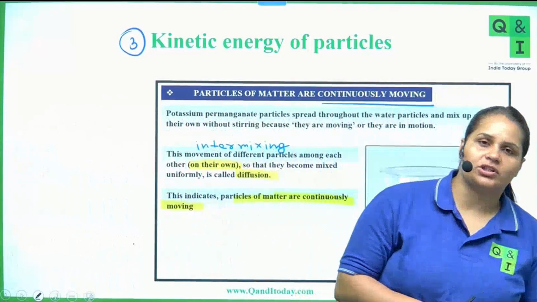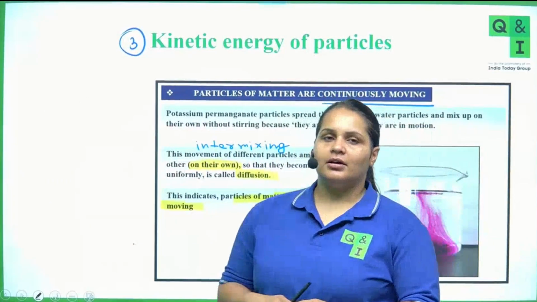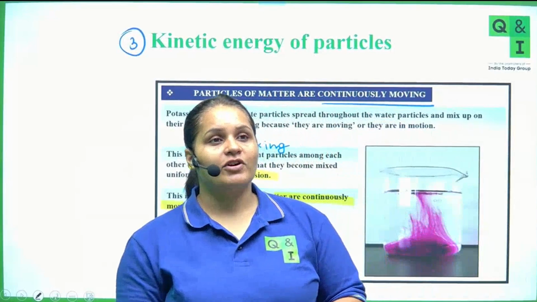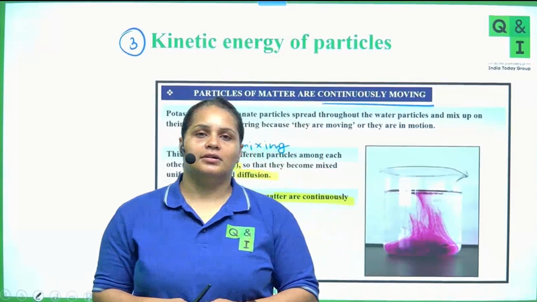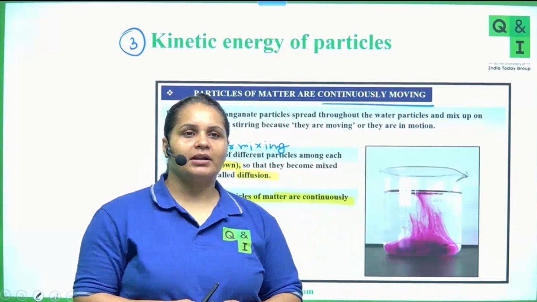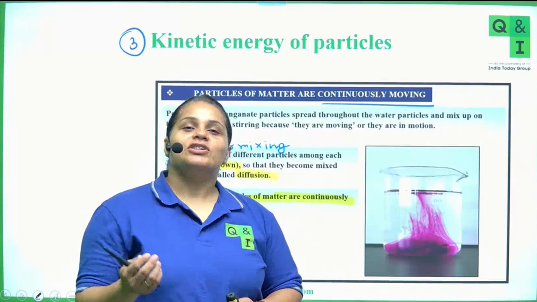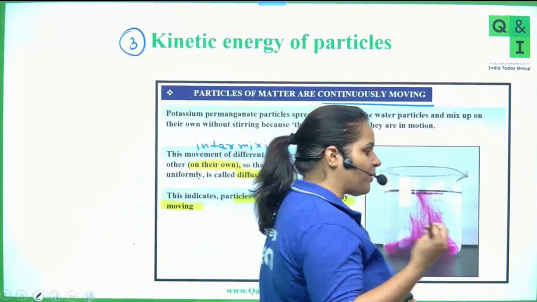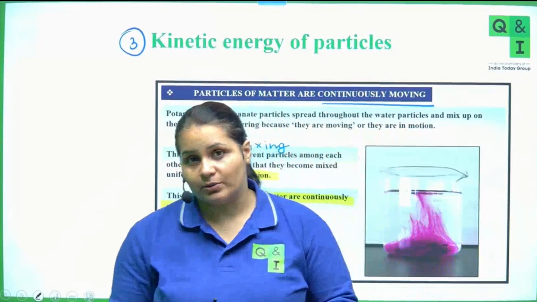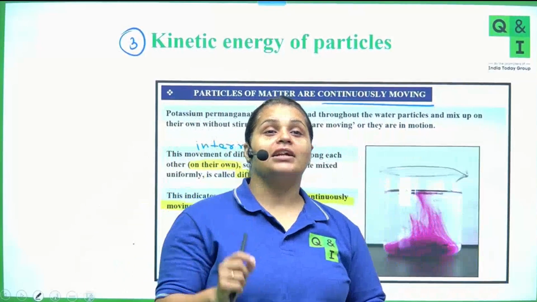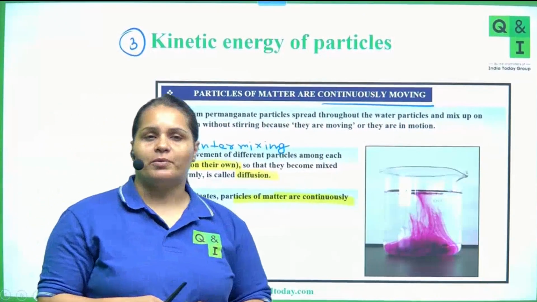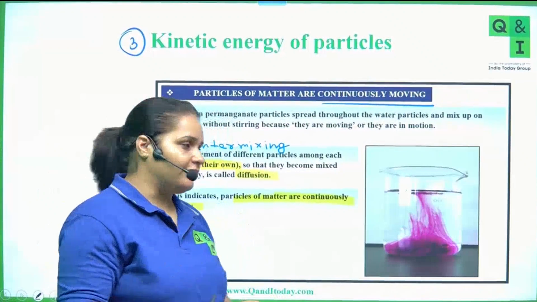What was the first property we did? First property? Come on, everyone. Yes, so particles have interparticle spaces between them, they have interparticle forces of attraction between them, and they are continuously moving. And for each of the properties, we saw different activities.